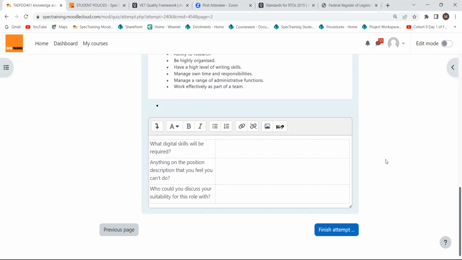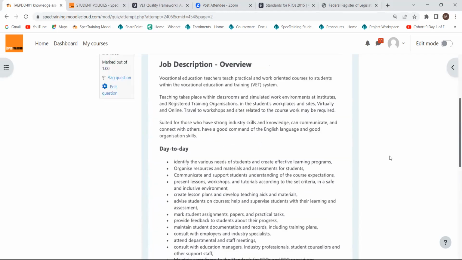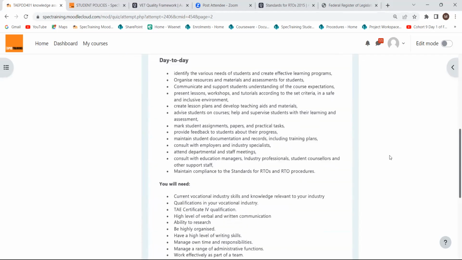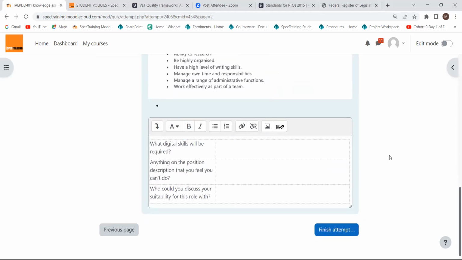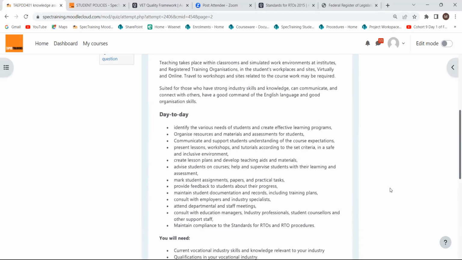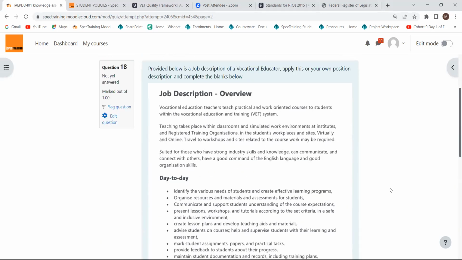Next one, who could you discuss your suitability for this role with? All right. So this could be your current supervisor or a mentor or a coach, or even the organization who posted this ad. You can certainly call them up if you wanted to, for sure. Awesome. So that is question 18 there, folks. That is the last question in the first unit of the TAE22 program.